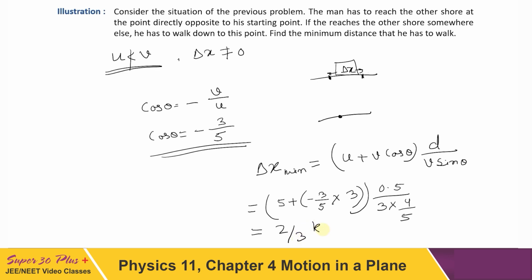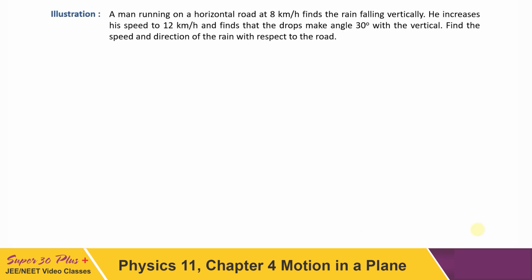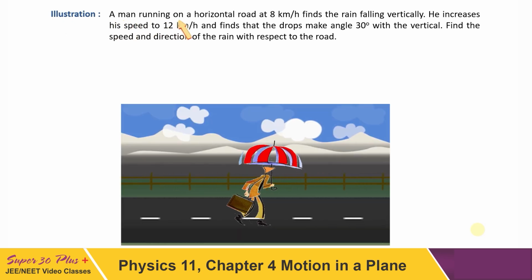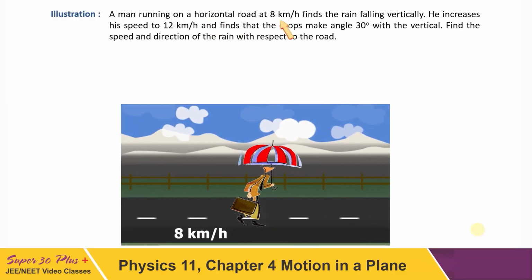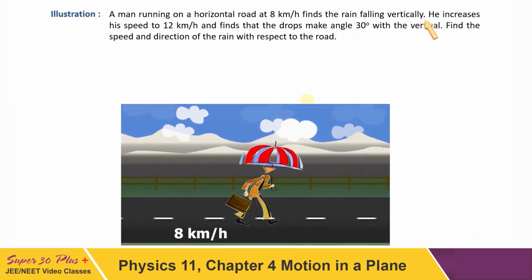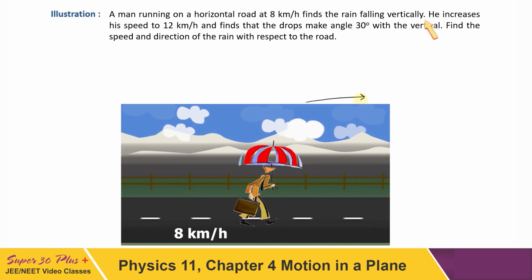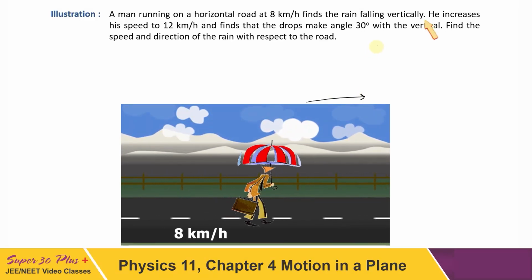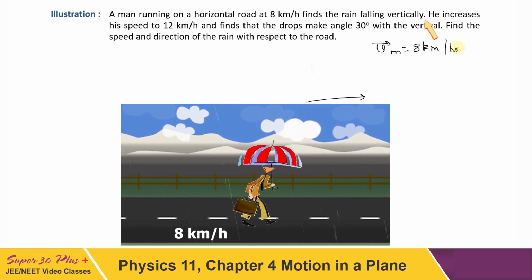So this is the minimum possible drift with the conditions that are given in the problem. One more illustration is there, and it is related to rain umbrella problem. Okay, a man running on a horizontal road at 8 km/h finds the rain falling vertically. When the man is running at 8 km/h, this is velocity of man, which is equal to 8 km/h. And at this time, the rain is falling vertically.